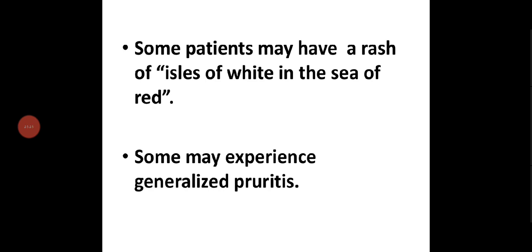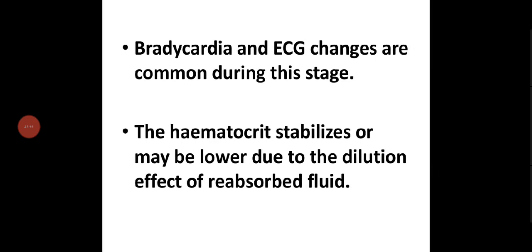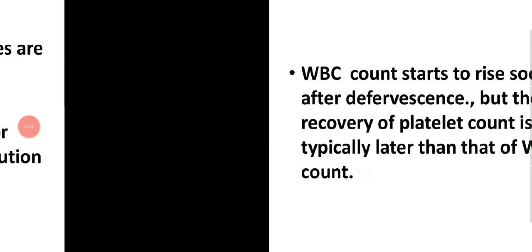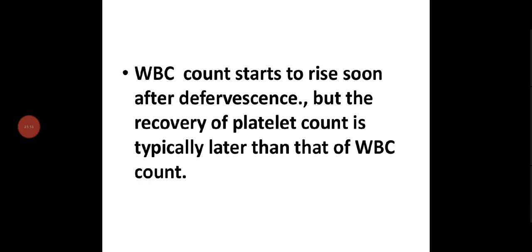Some patients may have a rash of isles of white in the sea of red. Okay, that is all over the body. It looks reddish in color, but in the middle there will be whitish patchy structures. There will be no bleeding, so that is called isles of white in the sea of red. Some may experience generalized pruritus. Bradycardia and ECG changes are common during this stage.